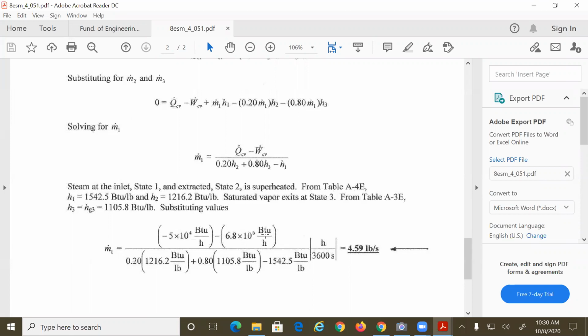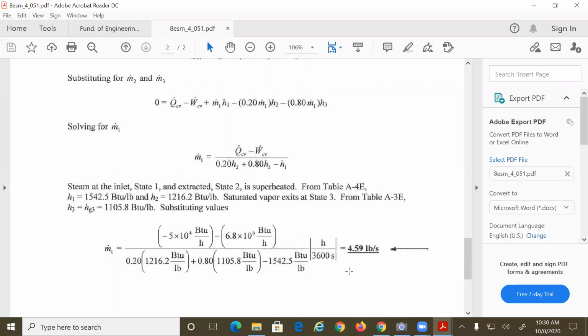Oh yeah, okay, so we need to be careful with this. I did not pay attention to the units. The units for these ones here are BTU per hour, and they want us to give it per second. So what you need to do is transform the hours into seconds. Okay, so let's do that.